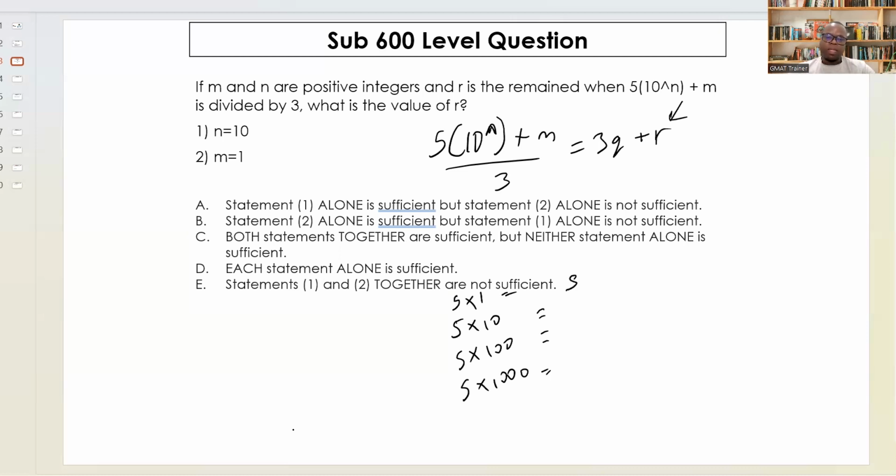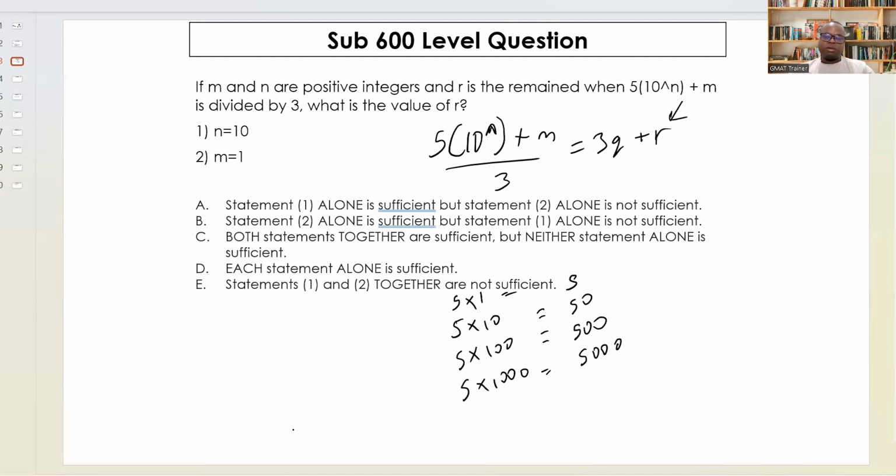So you'll have 5, 50, you'll also have 500, and 5,000. You know, to go further than this. Now, this tests divisibility tests. Remainder questions mainly test your knowledge of divisibility tests of numbers, and also what are the patterns that come with those divisibility tests.